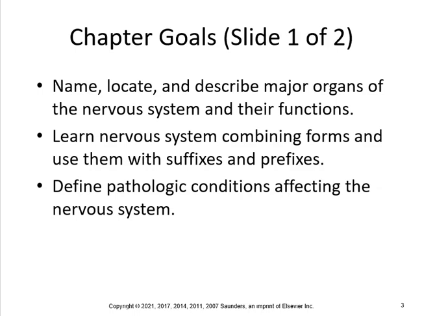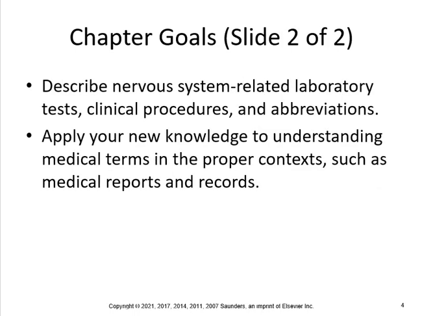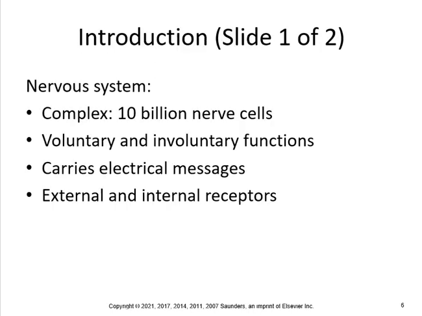Let's look at the chapter goals. Name, locate, and describe major organs of the nervous system and their functions. Learn nervous system combining forms and use them with suffixes and prefixes. Define pathological conditions affecting the nervous system. Describe nervous system related lab tests, clinical procedures, and abbreviations. Apply your new knowledge to understanding medical terms.